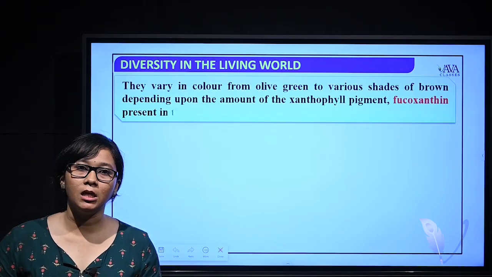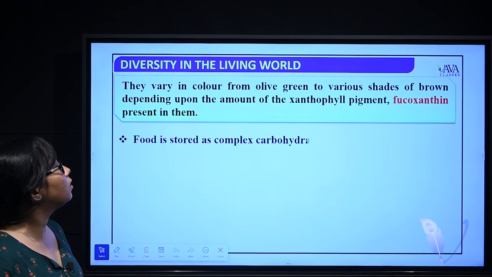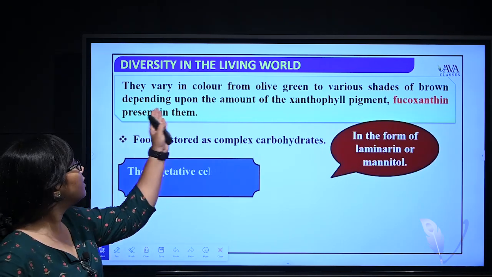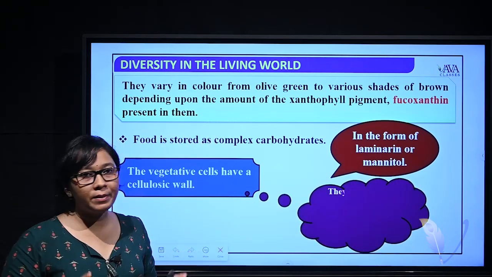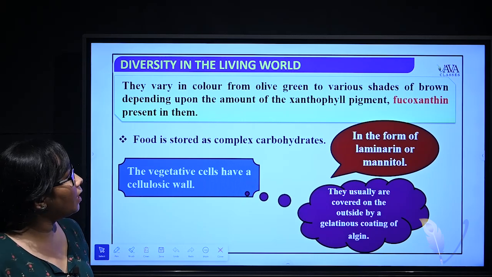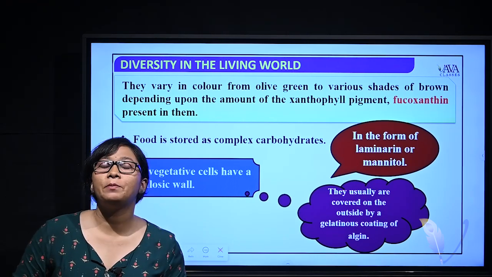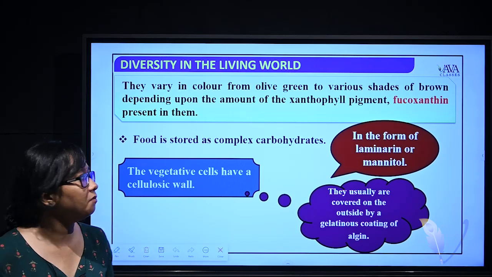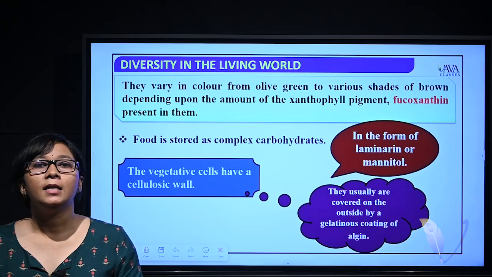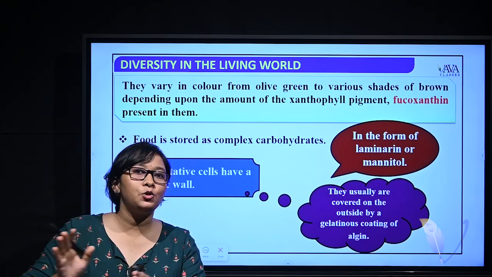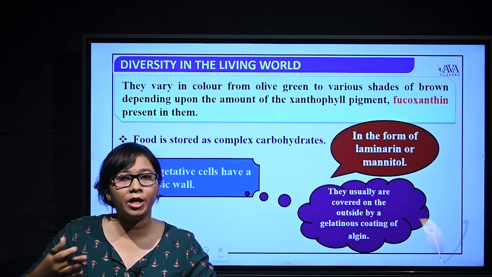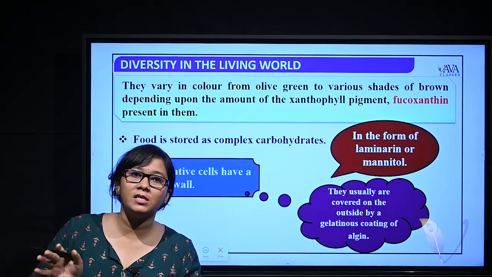The brown algae also vary in color to different shades. For example, they vary in color from olive green to various shades of brown depending upon the amount of xanthophyll pigment as well as the amount of fucoxanthin pigment present within them. So, generally the brown algae differ from species to species according to the pigments present within them.